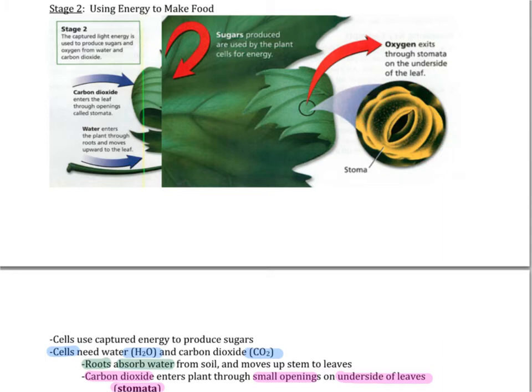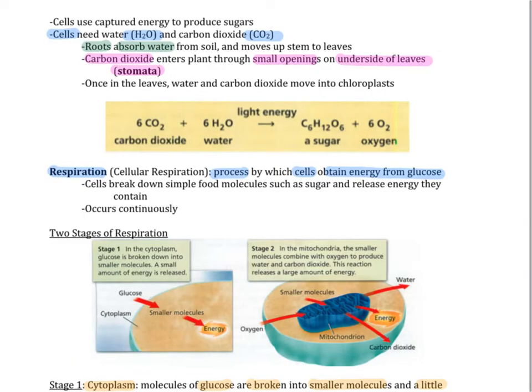view of the stoma, because it's just one here. The sugar is produced by the plant and is used for cell energy. Cells use captured energy to produce sugar.